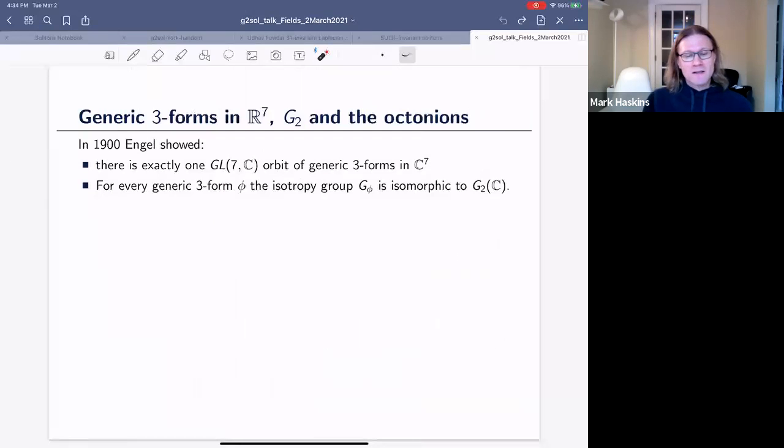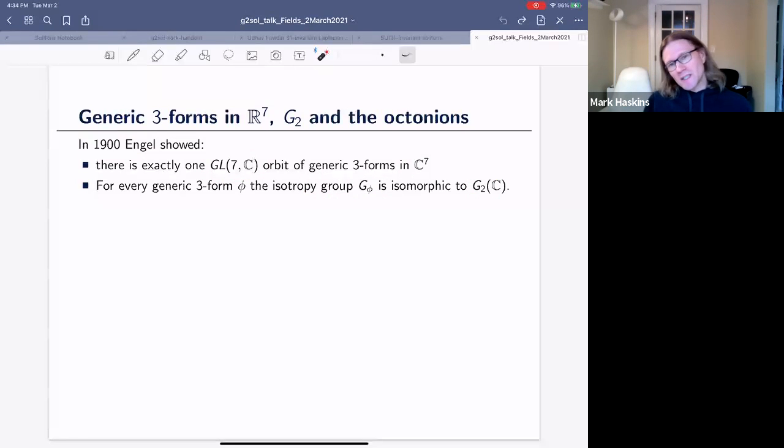So Engel in 1900 started off by looking at the case of complex generic 3 forms and the orbit under GL 7 C. It's simpler in that case in that every generic 3 form has isotropy group isomorphic to this complex Lie group G2.